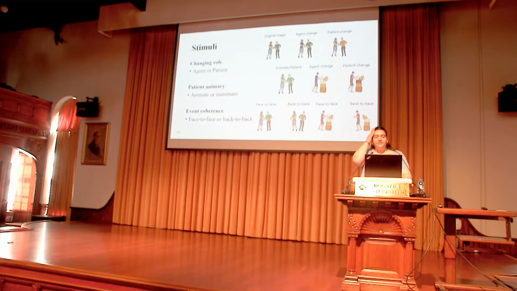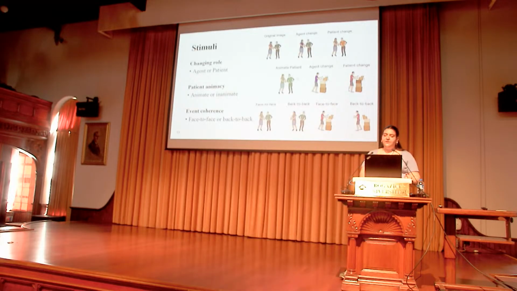For the change detection task, we created images with 2 participants. So here's an original image with the agent and the patient. And to manipulate the changing role, we manipulated the pictures by modifying the t-shirt color of either the agent or the patient. Then we also manipulated patient animacy. In half of the stimuli, the patient was an animate entity, an adult human. And in the other half, it was an inanimate object, such as these boxes here.